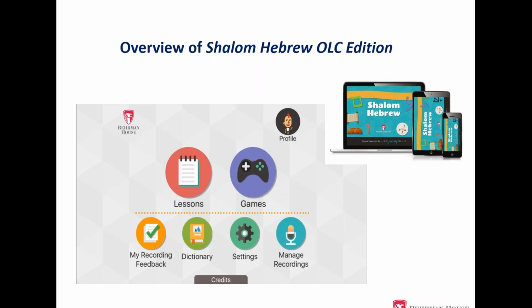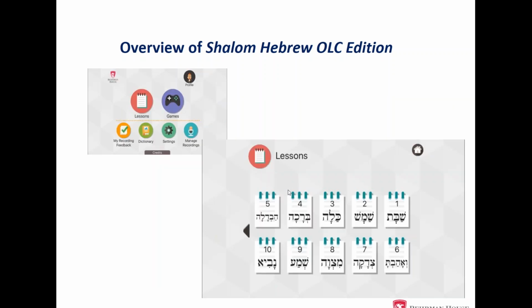Shalom Hebrew OLC Edition is a digital primer that students can access from laptops, smartphones, or tablets to learn decoding. It follows the structure, the organization, and the pedagogy of the textbooks in the Shalom Uvracha series. When you open the app, it looks like this. The Lessons section introduces Hebrew letters, vowels, and keywords, and it reinforces them with reading practices and interactive exercises. Student work is automatically recorded to a central database where teachers can monitor progress and listen to the student audio recordings of those practices.